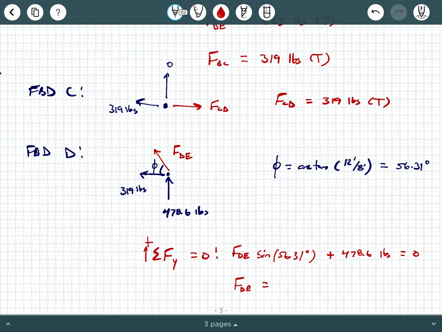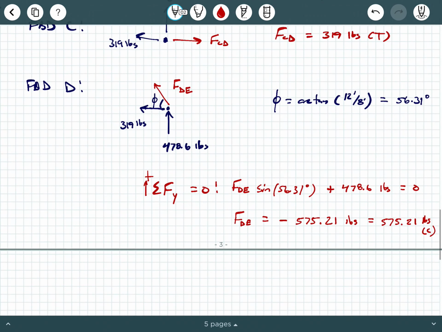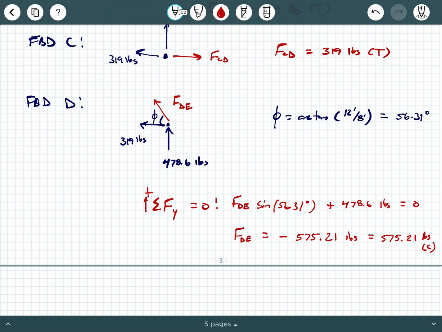And so FDE will end up equaling 478.6 divided by sine 56.31, and I get a negative 575.21 pounds, which is 575.21 pounds in compression, okay?